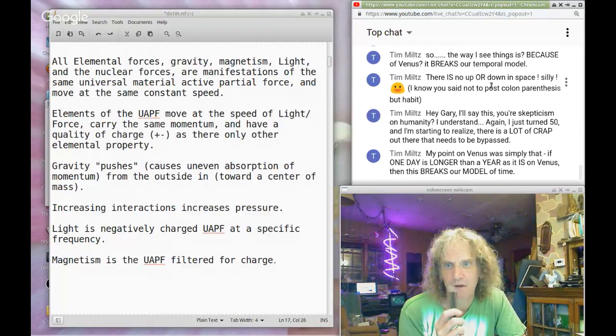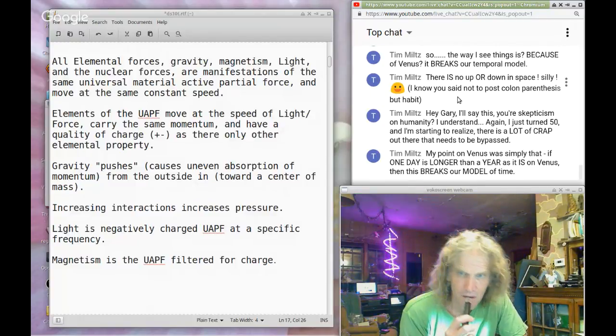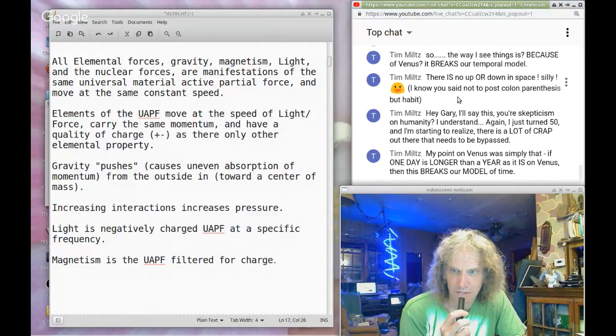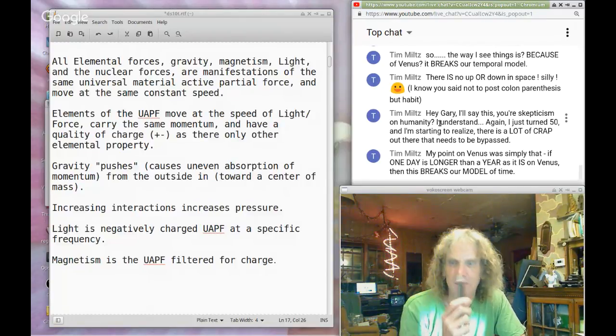There is no up or down in space. Silly. I mean, you're just asking for it. I know you said not to post colon parentheses, but habit. I don't know what that even means either. What I told you is to stop making veiled references to your bullshit problem with constants.